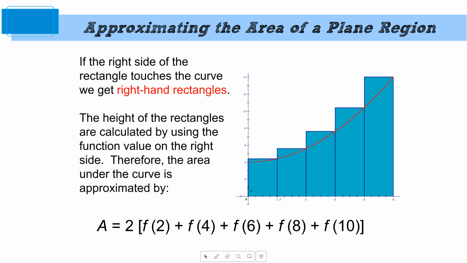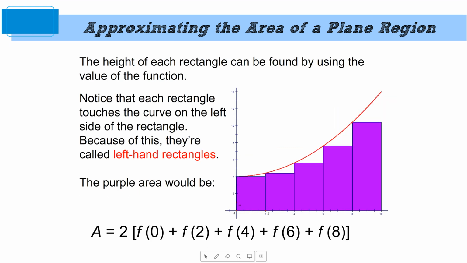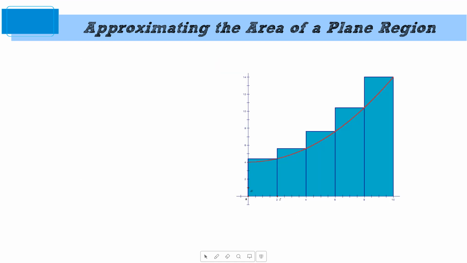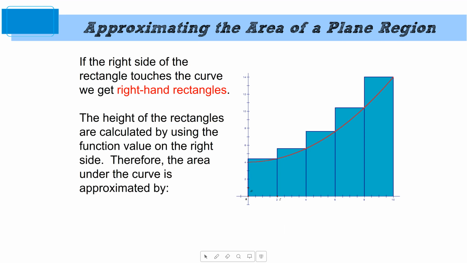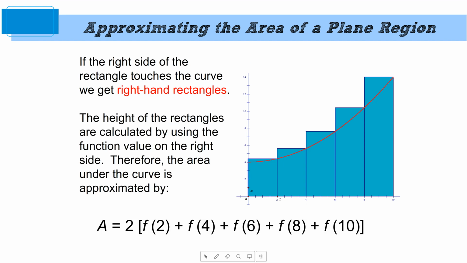Whereas if we go back to the purple, when we wanted to find this first rectangle, we went up the left-hand side because it's a left-hand rectangle, which would make it f of 0. So here we start at f of 0, end at f of 8. This one, we start at f of 2, but end at f of 10. But again, keep it simple, stupid. Draw a sketch, draw in your rectangles, calculate the area of the rectangles, add them all up. Any problems so far? So you understand the difference between left-hand rectangles and right-hand rectangles? Yes or no? Okay, good.